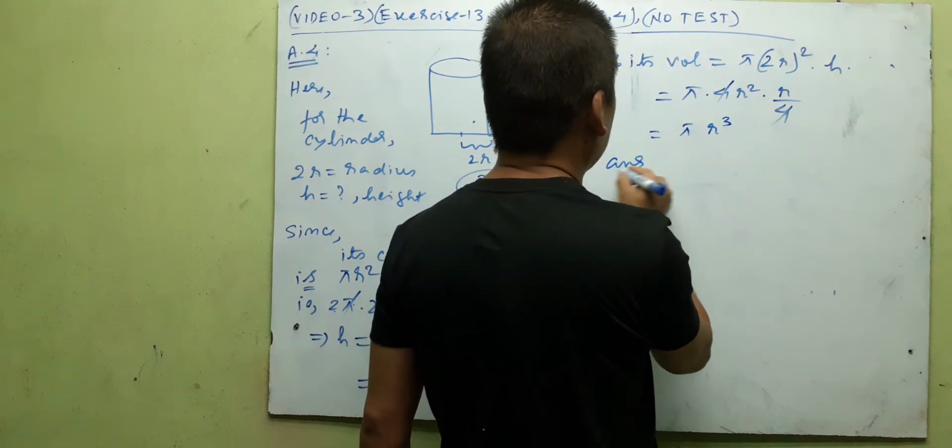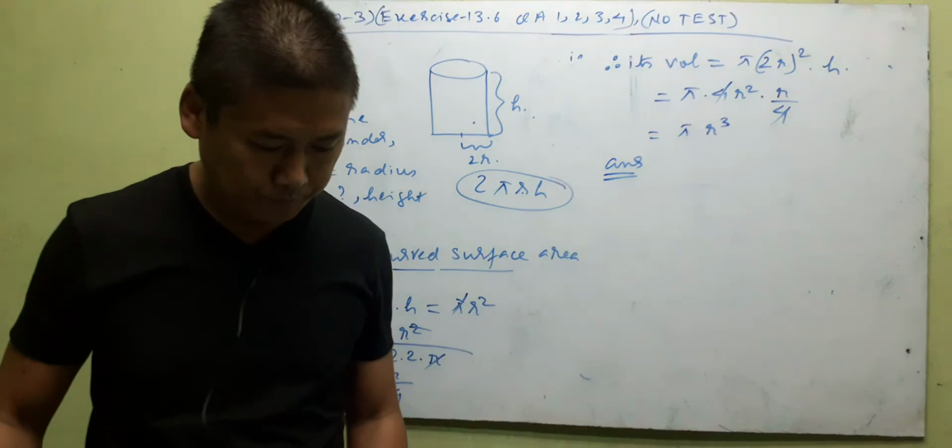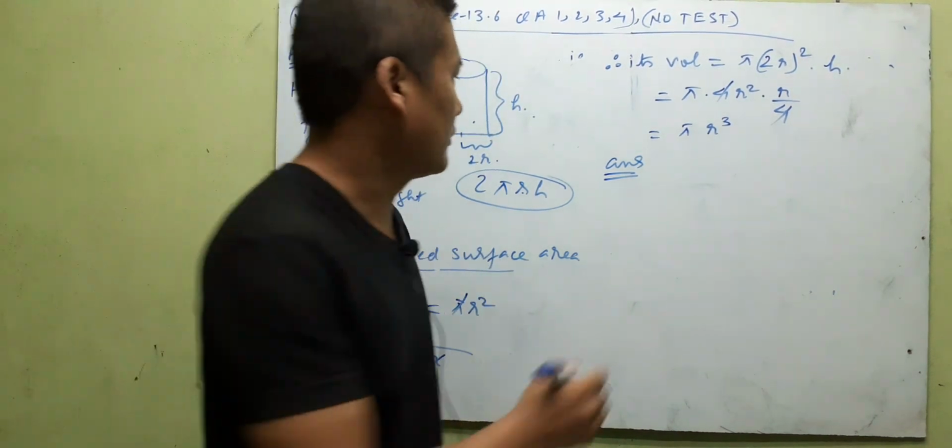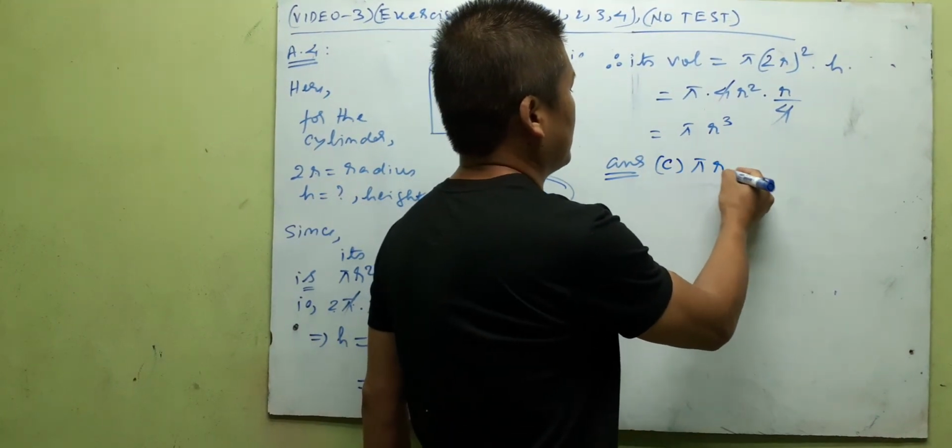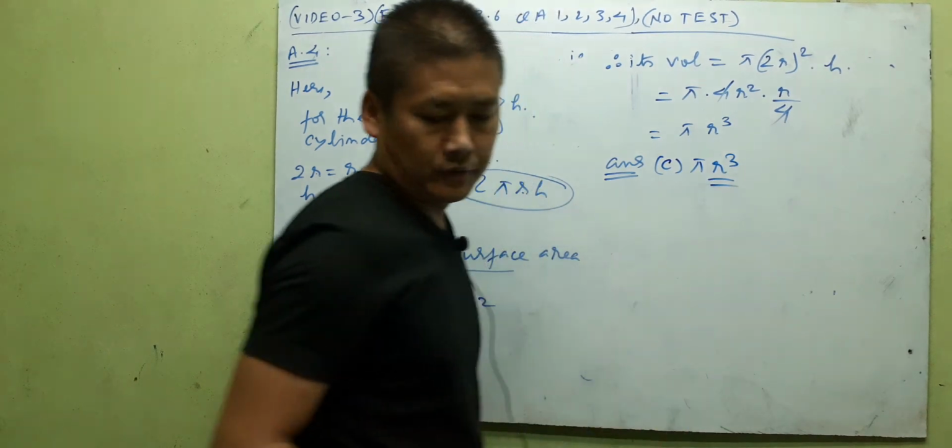So the answer choice that matches this one, volume pi r cube, is C. Look into your text and you'll find it there. So that's the right answer. This concludes the video.